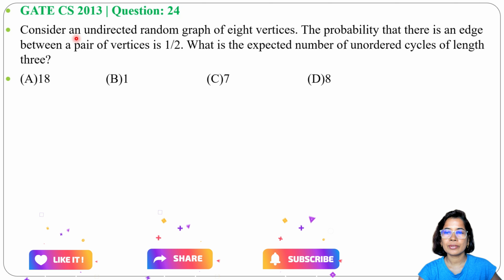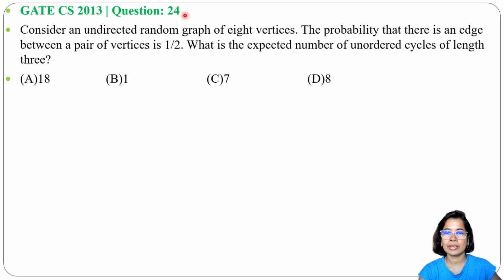Let's solve one previous question of graph theory. This question was asked in GATE CS 2013, question number 24. Consider an undirected random graph of 8 vertices. The probability that there is an edge between a pair of vertices is 1 by 2, meaning it may be present, it may not be present. What is the expected number of unordered cycles of length 3?